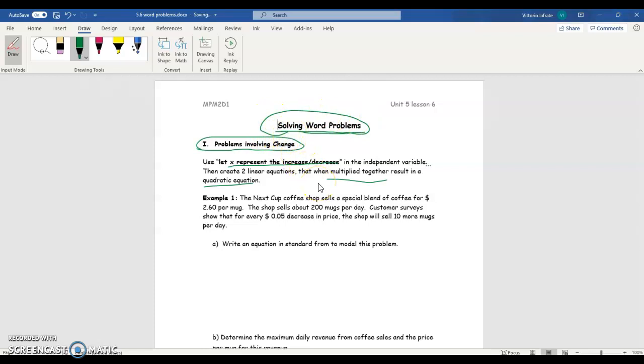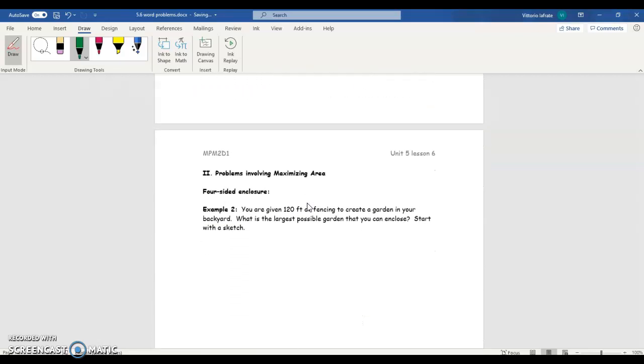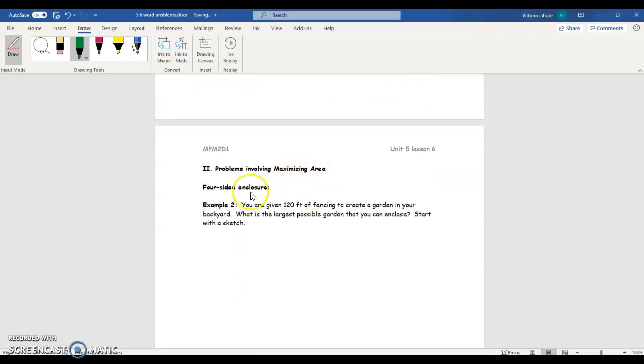Today we're going to focus on another type of real world quadratic problem, which involves maximizing surface area. We're going to do an example together called a four-sided enclosure. It's a specific type of problem you'll often see. Let's write out a definition for that.